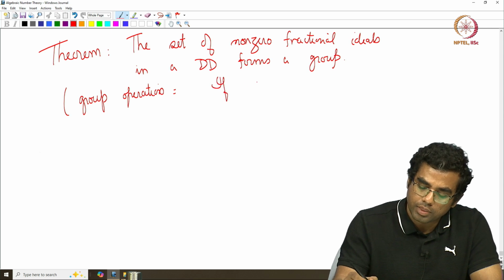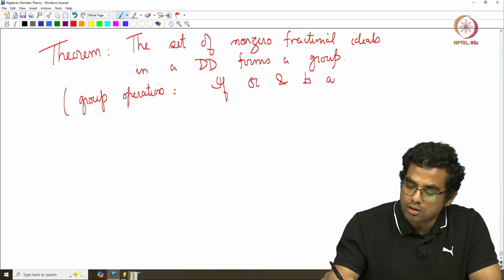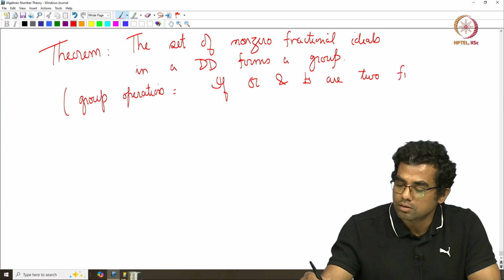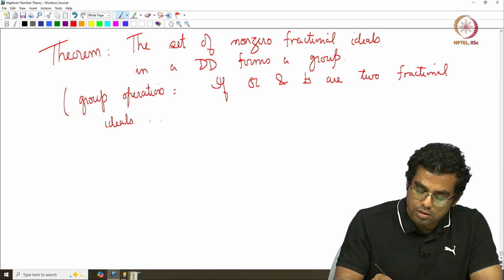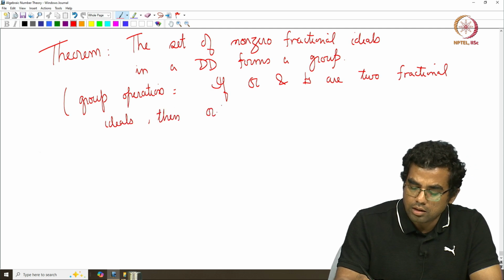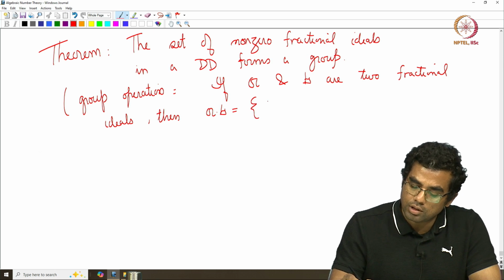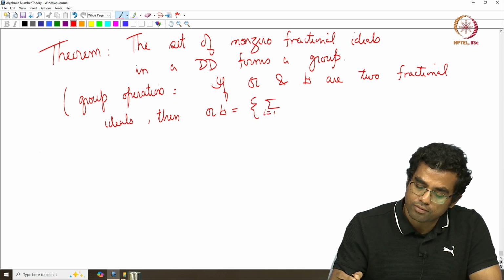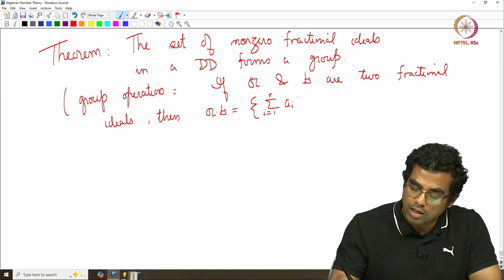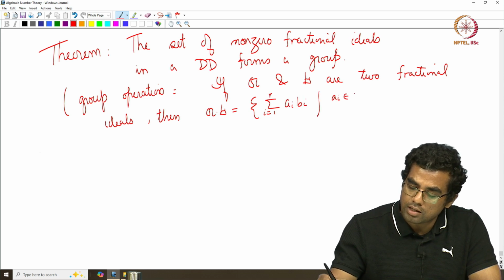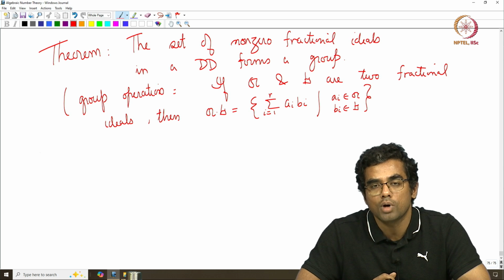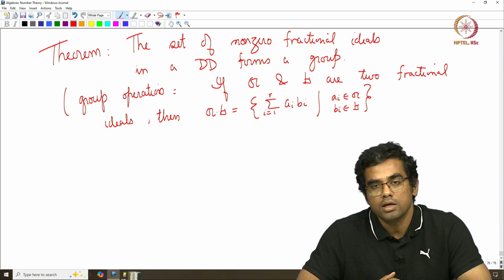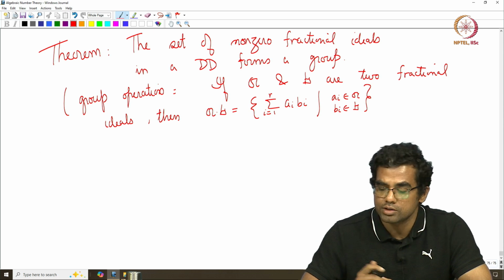So, if A and B are two fractional ideals, then A times B is the set of all finite sums, sum for i going from 1 to r for some r, of a_i b_i such that a_i is in A and b_i is in B. Okay. So, this is exactly how you define multiplication of two ideals in a ring, and here I just define it as multiplication of two fractional ideals.